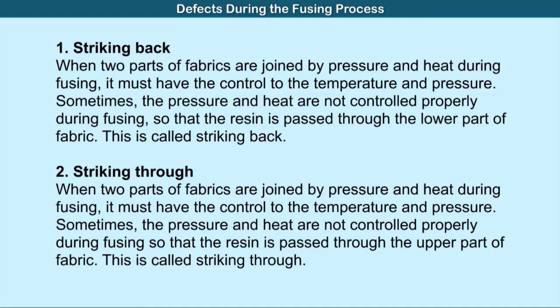Next is the striking through. When two parts of the fabrics are joined by pressure and heat during fusing, there must be control of the temperature and pressure. Sometimes the pressure and heat are not controlled properly during fusing, so that the resin is passed through the upper part of the fabric. It is called strike through or striking through.